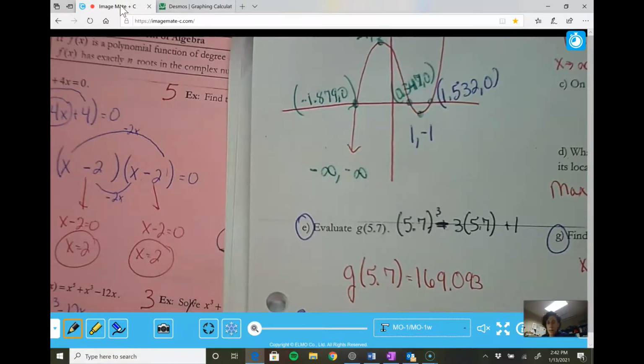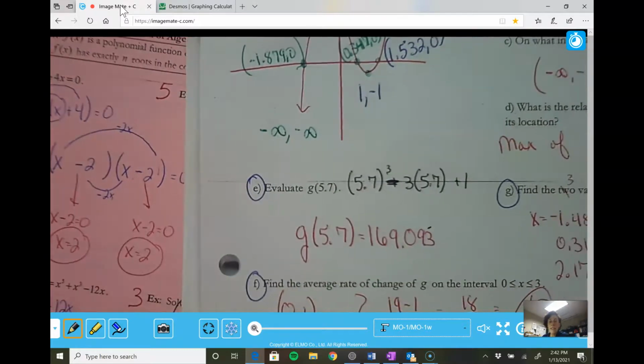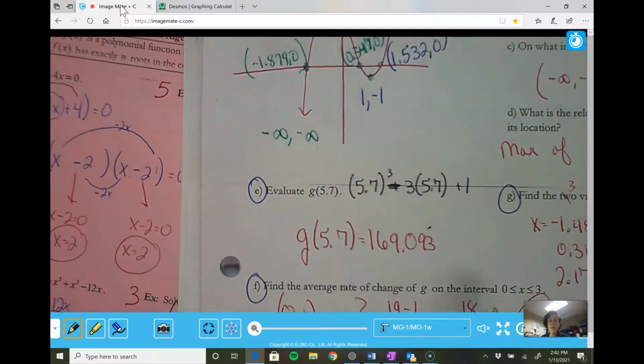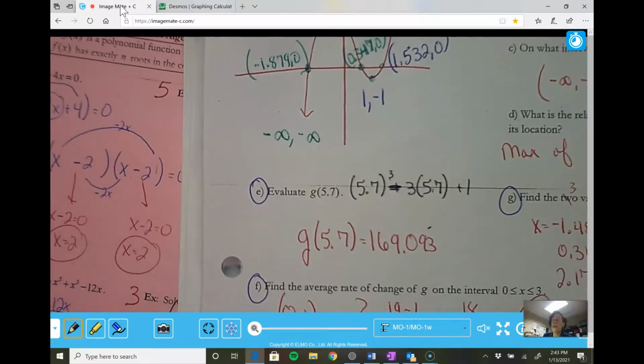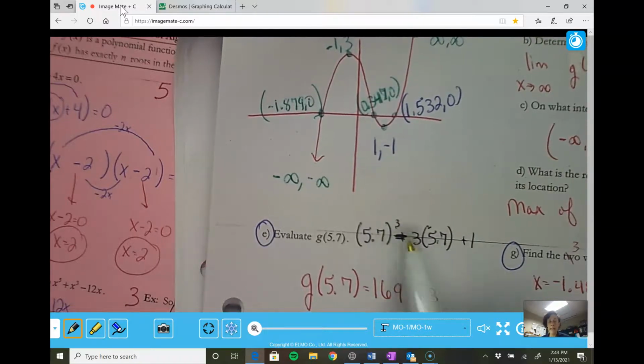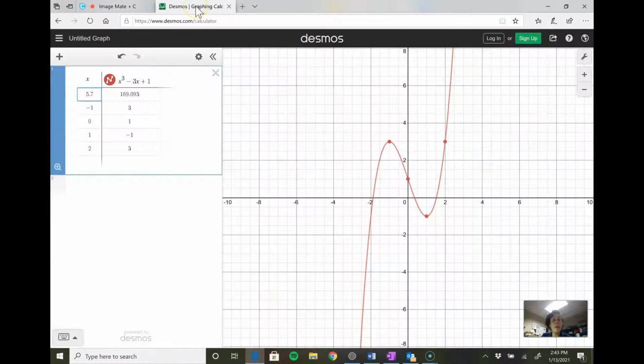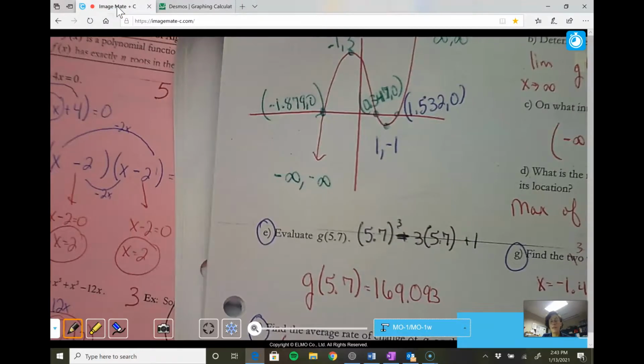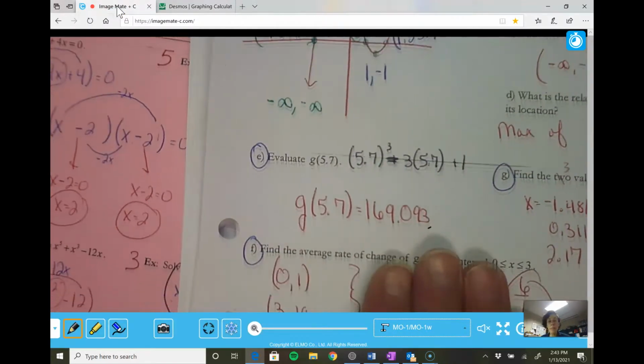The next thing we did was F, and the idea is you want to find the average rate of change, which is just slope, given these x values: if x is 0 and if x is 3. Again, I could put 0 in and put 3 in and let the calculator do the work. But I can also go to Desmos, go back to this table, and type in 0 and 3 and then get those y values. So here's one coordinate, 0, 1. Here's the other coordinate, 3, 19. And there they are.